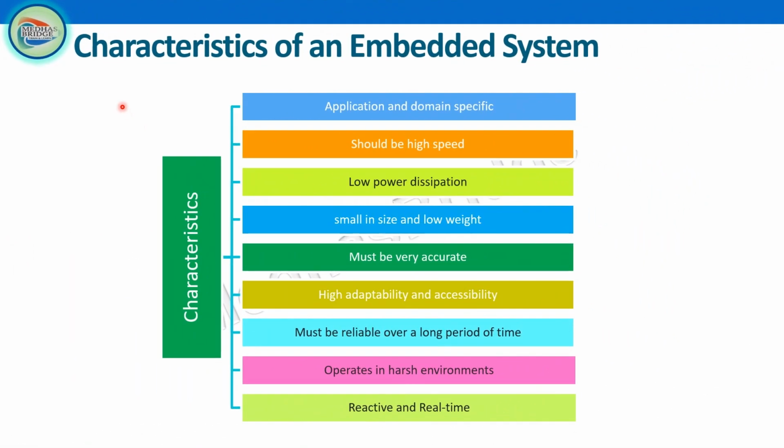Characteristics of an embedded system. An embedded system has functional and non-functional characteristics distinct from general purpose computers. The characteristics are: application and domain specific, high speed and low power dissipation, small in size and low weight, very accurate, high adaptability and accessibility, reliable over a long period of time, operates in harsh environments, and it is reactive and real-time.